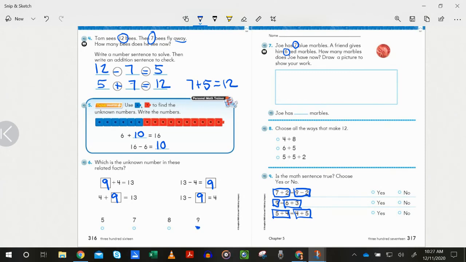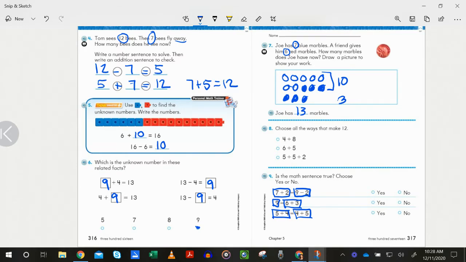Let's look at number 7. Joe has 7 blue marbles, so we needed to show a group of 7. A friend gives him 6 red marbles. 1, 2, 3, 4, 5, 6. How many do we have now? Well, you can see I made a group of 10 and 3 more, so I have 13 marbles.